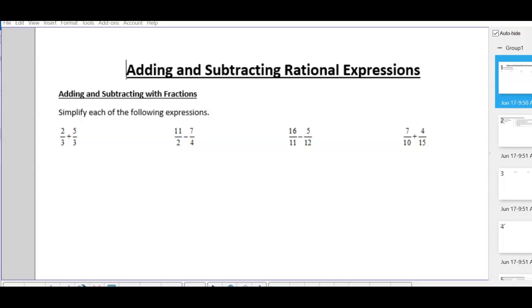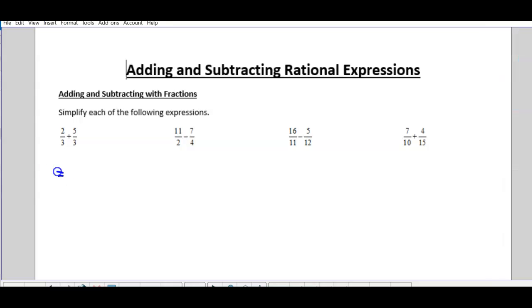Okay, so adding and subtracting, we're going to start with your normal fractions, remembering that to add any fraction, you have to have a common denominator. This one already does. So you keep the denominator the same and add the numerators. Reduce it if you can. Okay, obviously that you can.